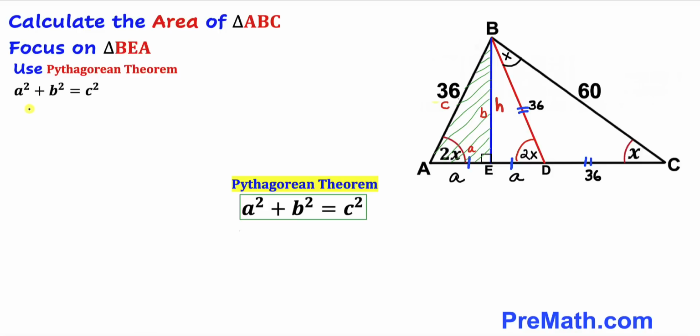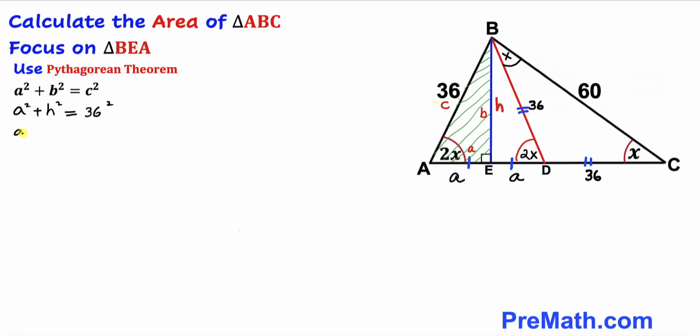So a in our case is simply a square, b in our case is h, so it becomes h square, equal to c, which is 36 square. So therefore, we got a square plus h square equal to 1296. Let's move this a square to the other side. So we're going to have h square equal to 1296 minus a square. Let me call this our equation number 1.